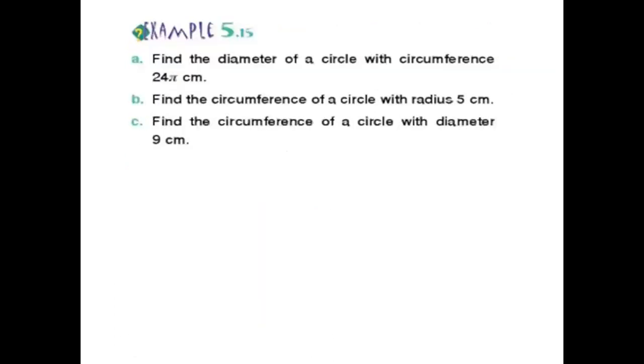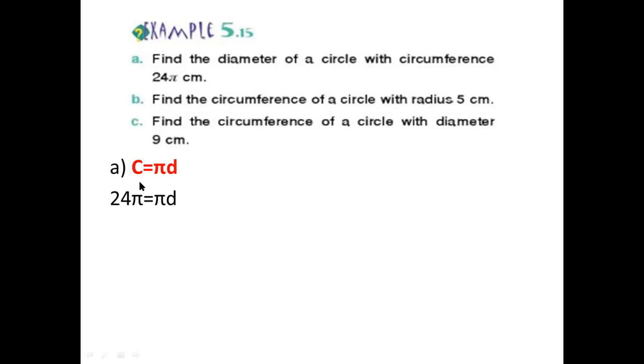So let's go on. Now let's solve some examples for circumference. A: find the diameter of a circle with circumference 24 pi centimeters. It talks about diameter, yes? So that's why I will use C equals pi times d. You can also use C equals 2 pi r. No difference, you will get the same answer. So C equals pi d. We know the circumference is 24 pi, so I will substitute 24 pi for this C.